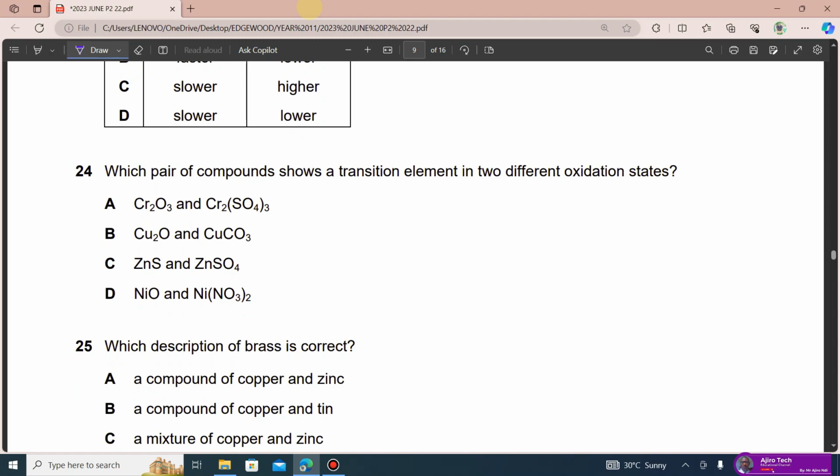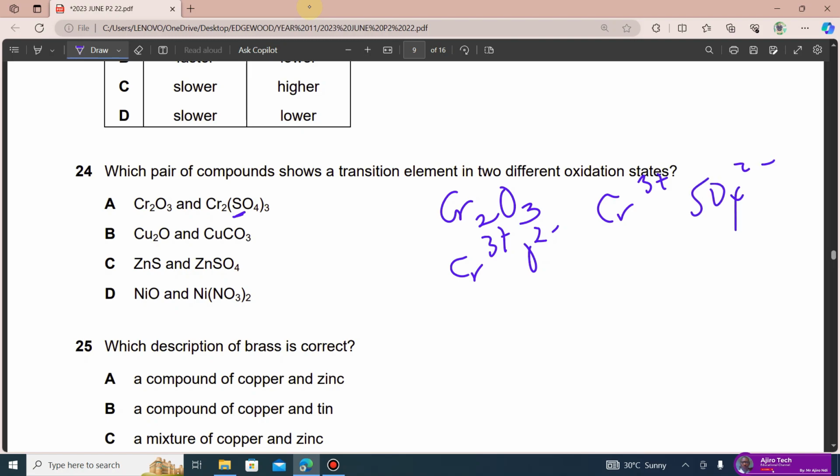Which pair of compounds shows a transition element in 2 different oxidation states? So what we need to do is to look at each of the compounds to determine that. If you look at chromium, in this case Cr2O3, chromium has 3 plus, oxygen has 2 minus. And the same thing applies to the second compound. So the oxidation number of chromium in the second compound is 3 plus, and sulfate is 2 minus. So there's just an interchange as usual.